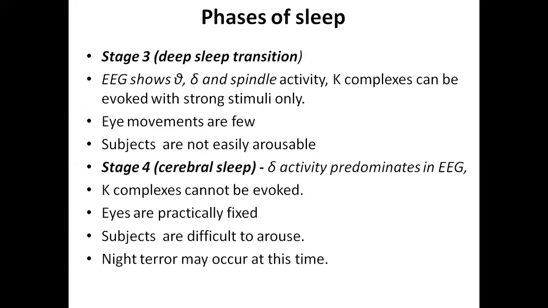Coming to stage 3, that is deep sleep transition, the eye movements are few and subjects are not easily arousable at this stage. EEG shows theta, delta and spindle activity, and K complexes can be evoked with a strong stimulus. Coming to stage 4, this is called cerebral sleep. Here, the eyes are practically fixed. Subjects are very difficult to arouse. Night terror can occur at this stage, and EEG shows delta activity and K complexes cannot be evoked at this stage.